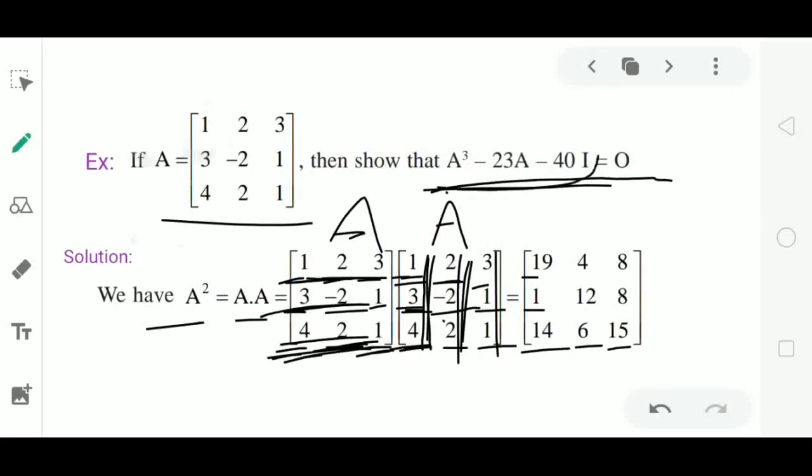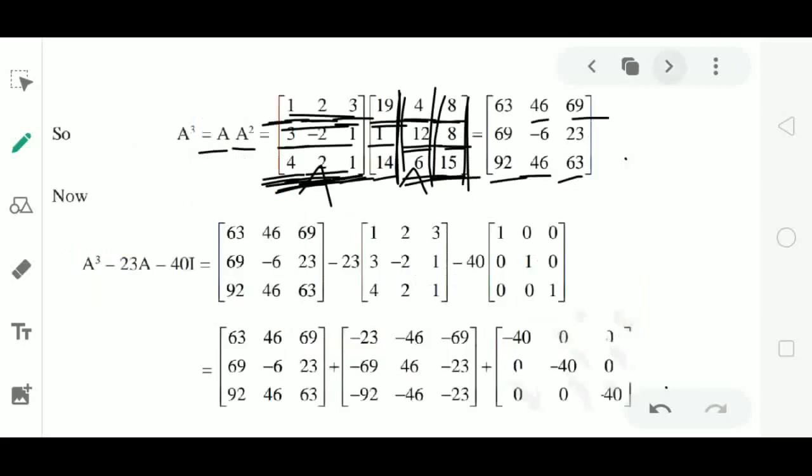Let us consider the LHS of this equation, that is A cube minus 23A minus 40I. We have determined A cube. Let us substitute the matrix A cube. And the second term is here minus 23A. 23A is scalar multiplication of a matrix. That is here 23 is a scalar multiplying 23 to the matrix A.